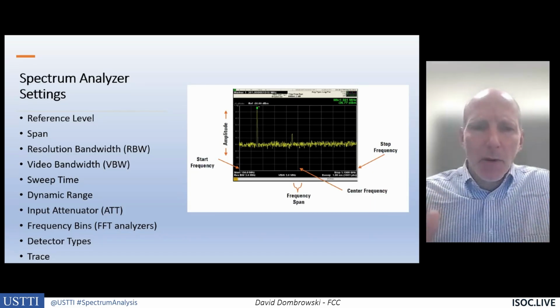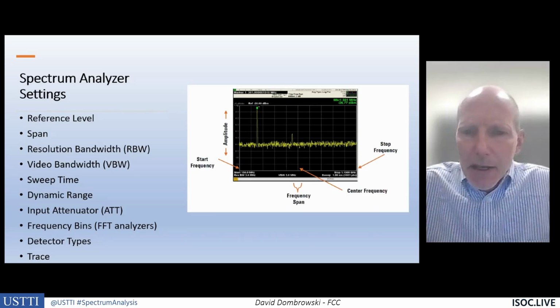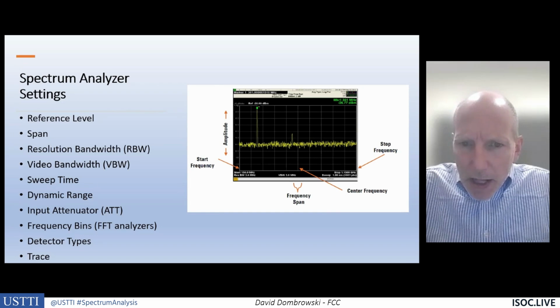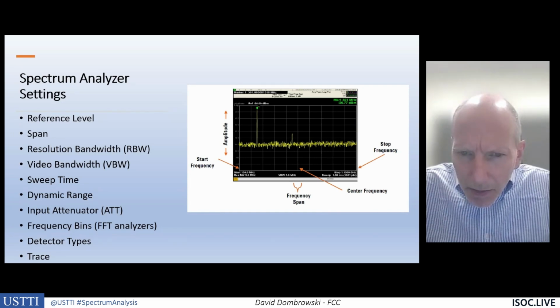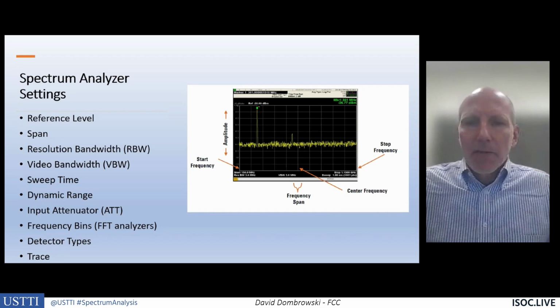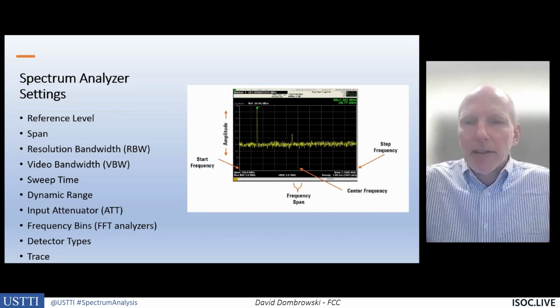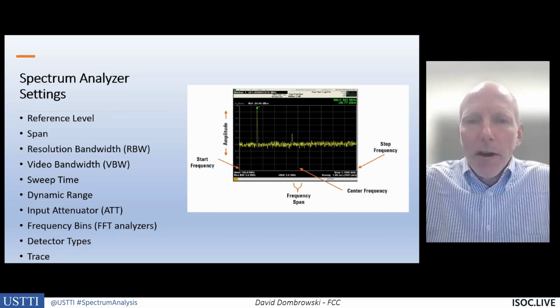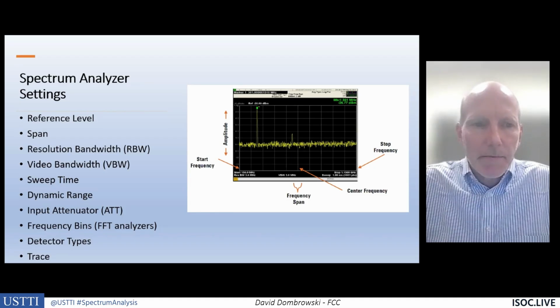Span is how much spectrum we're looking at one time on our display. And in this analyzer, we have a start frequency of, well, it's too small for me to even read, but we can adjust that span. That's just how much spectrum we can observe on our analyzer at once on the display.